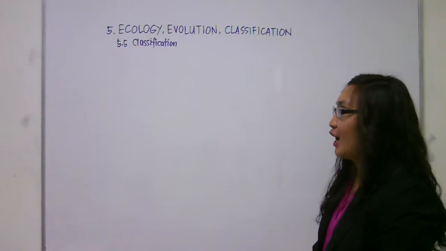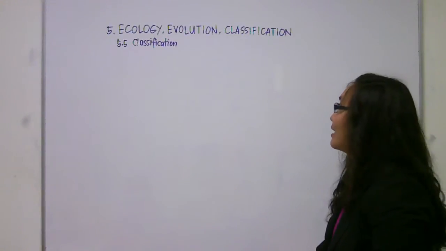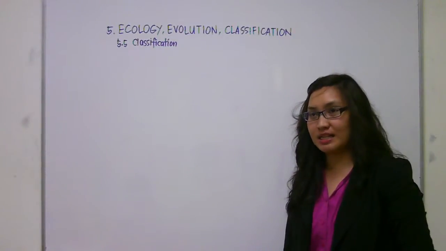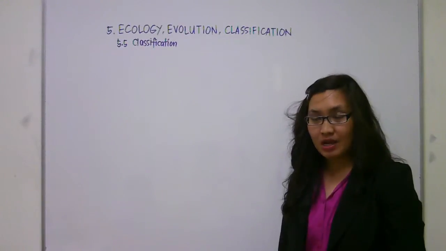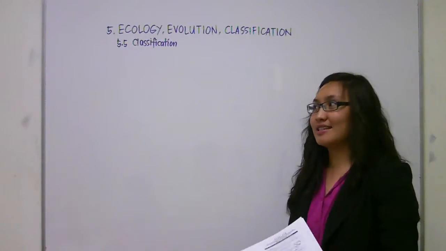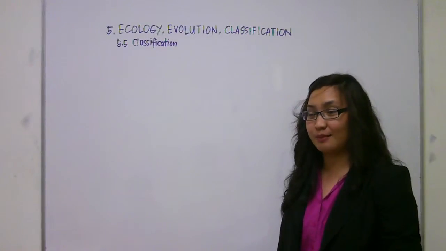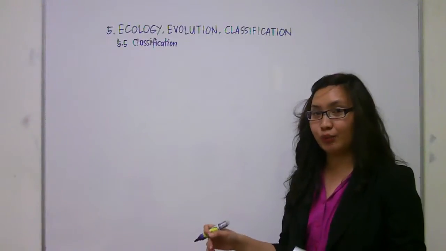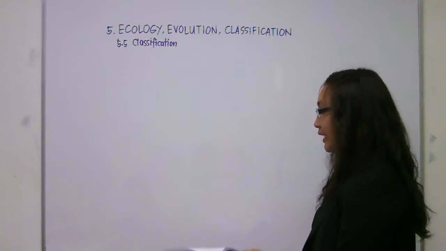The next topic that we need to discuss under Chapter 5 is classification. Basically, classification is a process of assigning names to organisms. We don't just assign names to organisms, but there is actually a specific science, a systematic procedure by which we are able to give names to organisms.